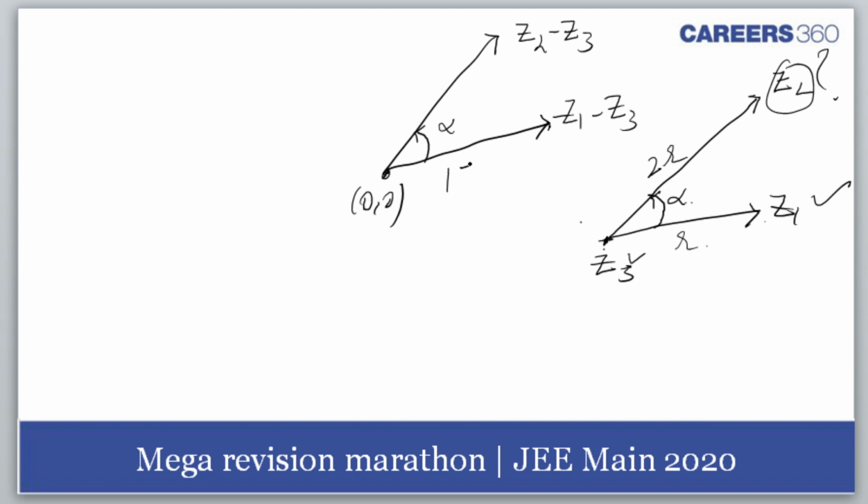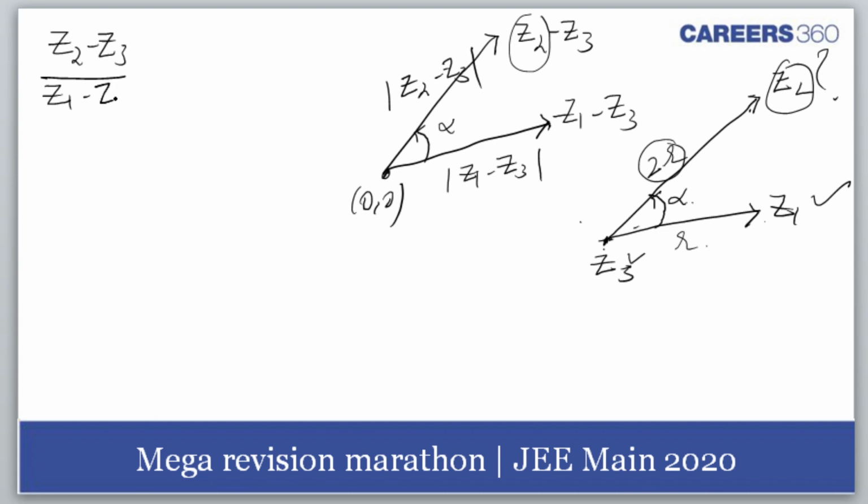And this is mod of Z1 minus Z3, that is r, which I have represented. This is 2r. I want to give you the ratio of these two. And this is mod Z2 minus Z3. Am I right? Now, I'm interested in Z2. So how do I get it? I'll write Z2 minus Z3 upon Z1 minus Z3, which would be equal to mod of Z2 minus Z3 upon mod of Z1 minus Z3 into e^(iα). I hope you understand this.